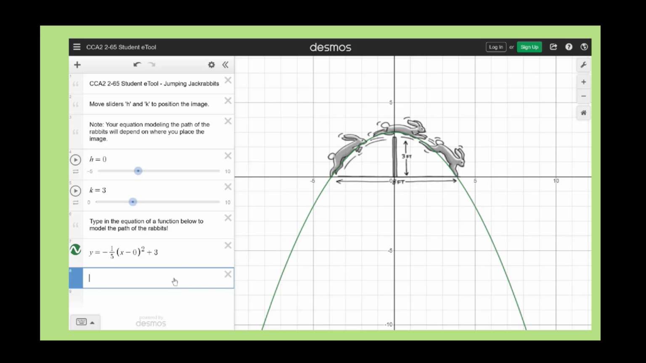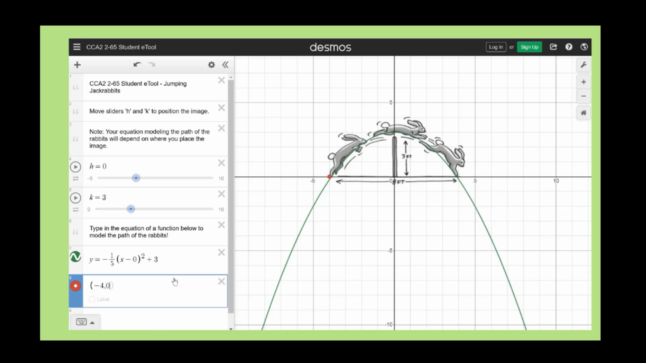All right, I am looking for this to be at negative, so I'm going to create my own little table. Okay, and let's start just by plotting a point. -4, 0. And we know that's correct because it said it's 8 feet, the whole length. So there's one.